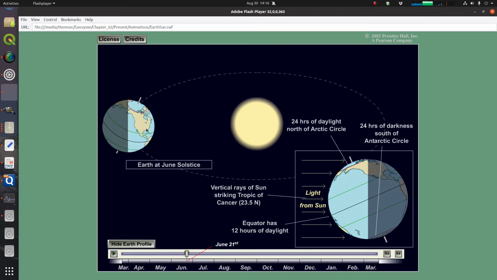And on this diagram, the subsolar point is hitting the Tropic of Capricorn. Anytime the subsolar point is the Tropic of Capricorn, that tells you it's the June solstice. So in summer, the northern hemisphere is tilted towards the sun, so they get more direct sun rays.